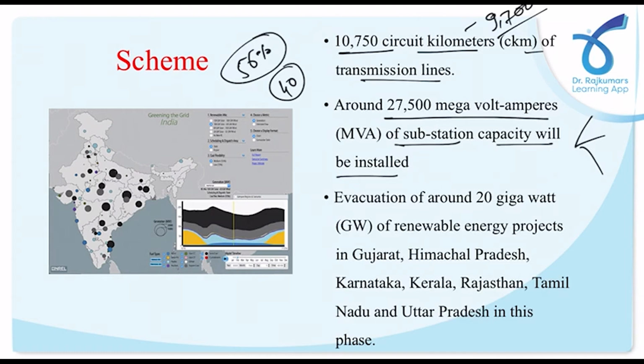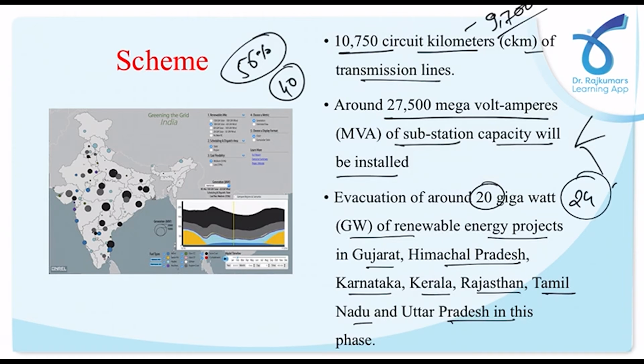Now thirdly, it will evacuate nearly 20 gigawatt of renewable energy from states like Gujarat, Himachal Pradesh, Karnataka, Kerala, Rajasthan, Tamil Nadu and Uttar Pradesh. If we compare, the states included in phase 1 are different from phase 2. Also, in phase 1, the target was to evacuate 24 gigawatt of renewable energy. Okay, so this was the difference between the first phase and the second phase.